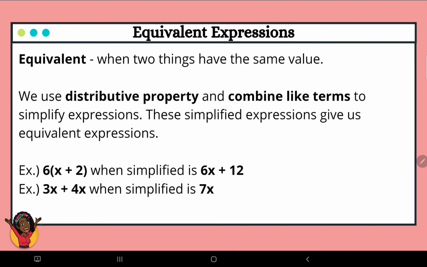3x plus 4x, here we have like terms. So if I combine them by adding my coefficients, I get 7x. So 3x plus 4x and 7x are equivalent.